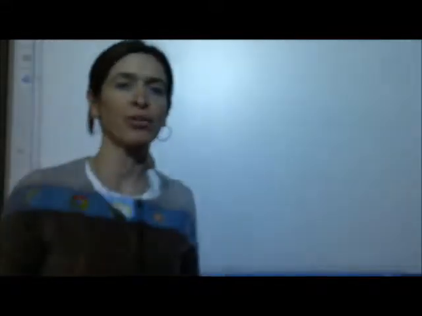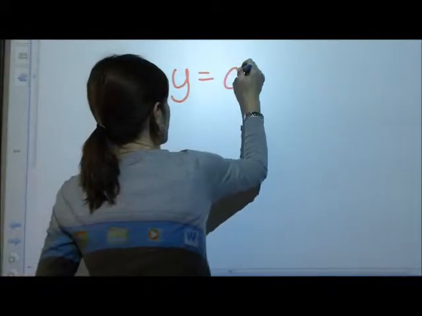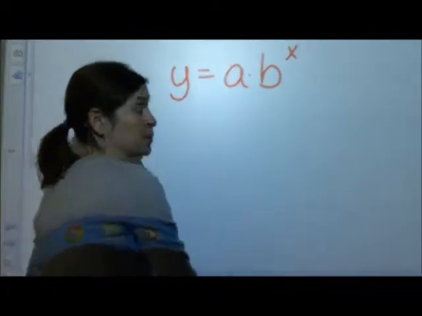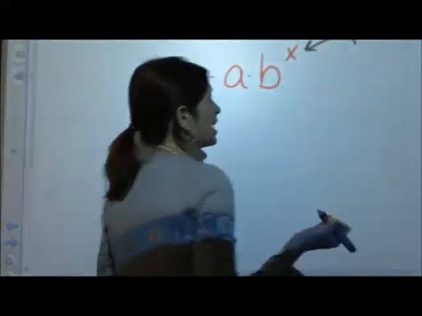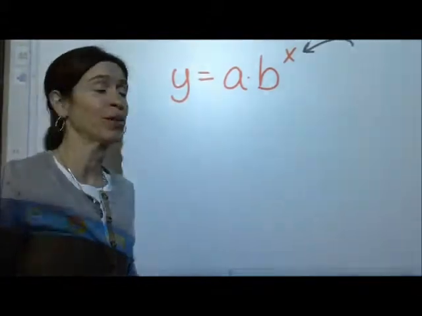Okay guys, so as I asked you to, I want you to get your notes out from section 8.1 and 8.2 where we were talking about exponential growth and decay. In sections 8.1 and 8.2, I told you that anything in the form y equals a times b to the x power is exponential. It's exponential because the exponent is a variable, okay?